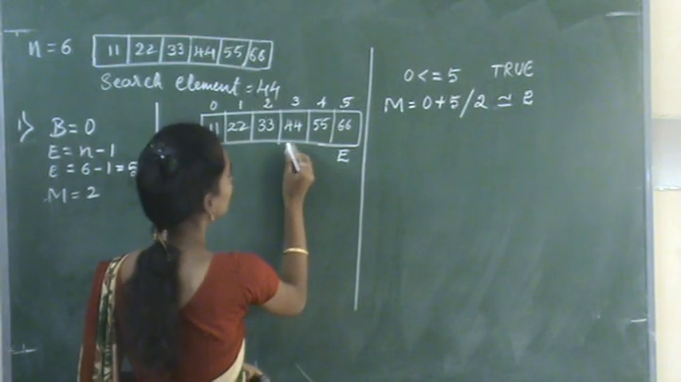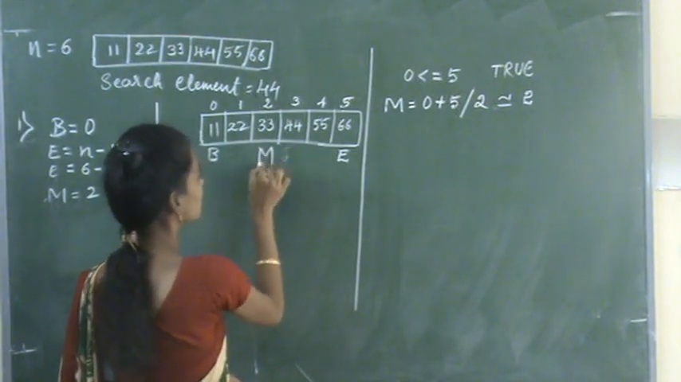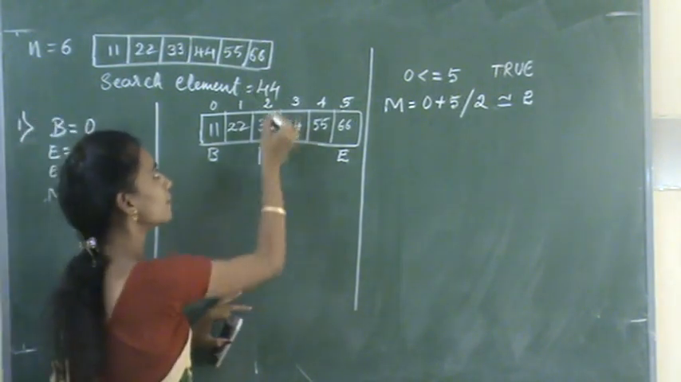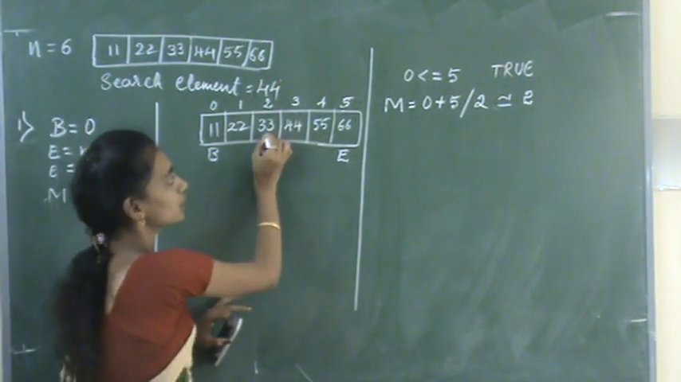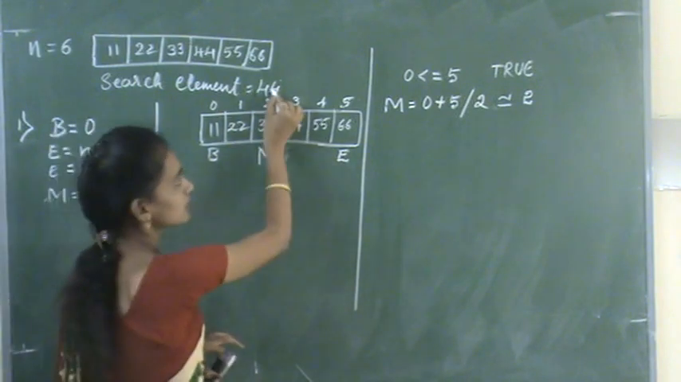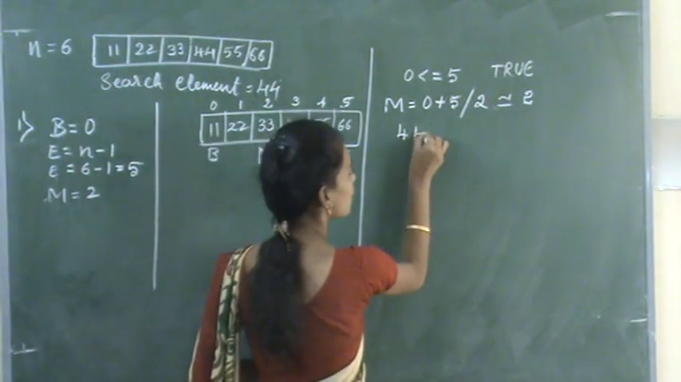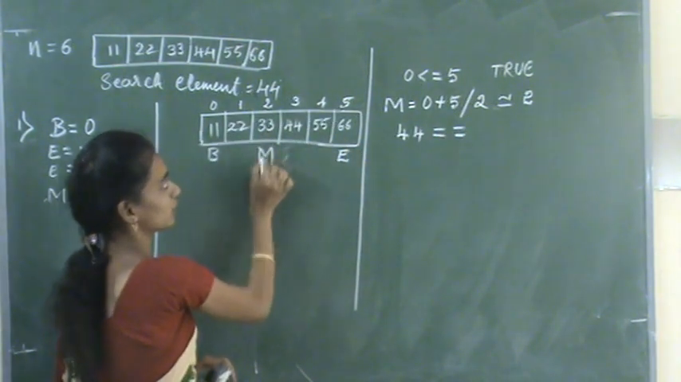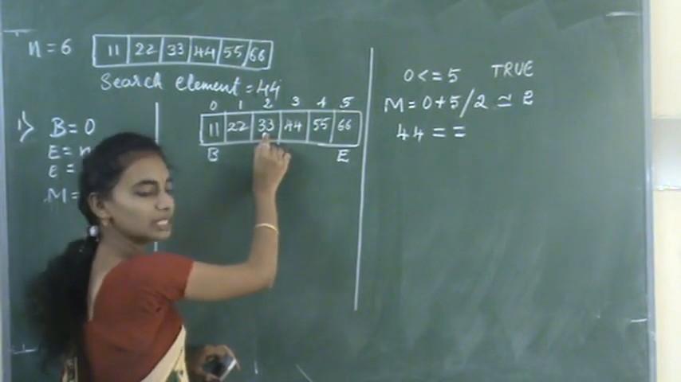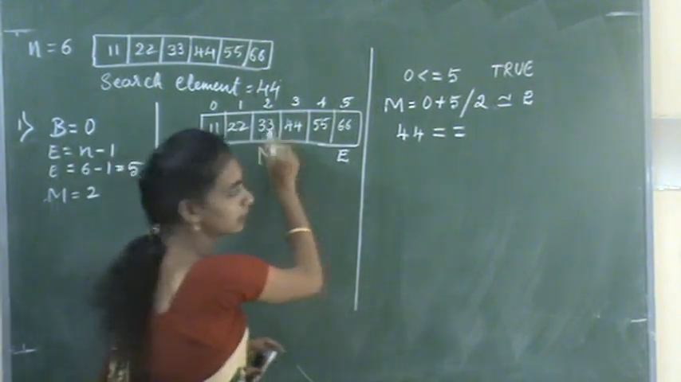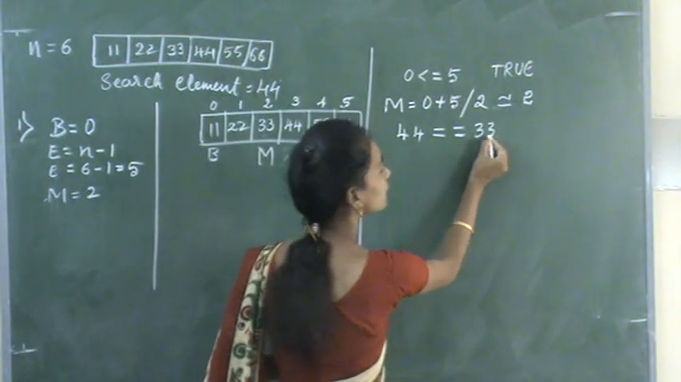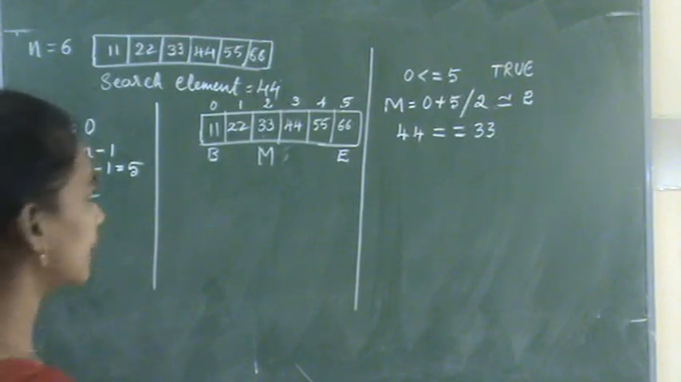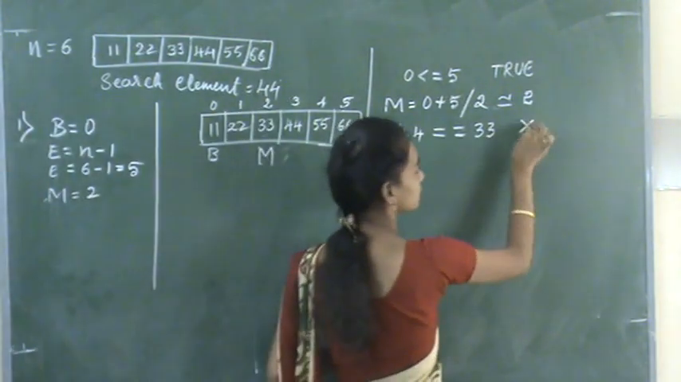So we get the mid position, right? This becomes the mid of the array. After this we need to compare the search element to the mid element. What is the search element? That is 44. Is it equal to the element at mid position 2? What is the element at mid 2? That is 33. Is 44 equal to 33? No. So this condition becomes false.